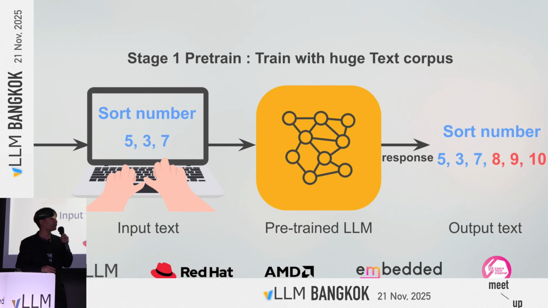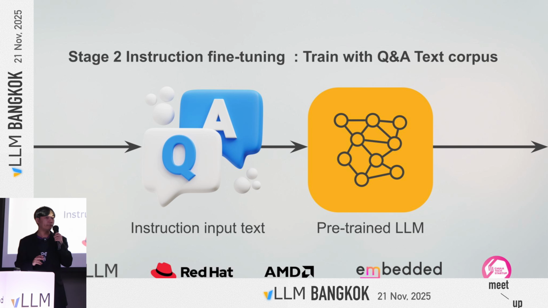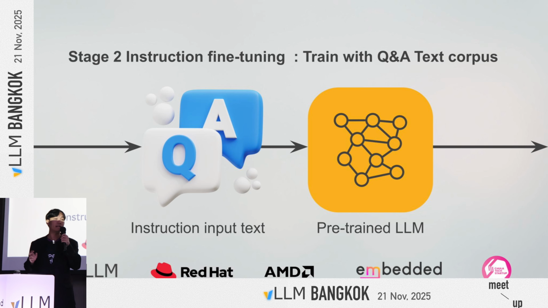As you can see on the slide, the model doesn't answer. It just continues my question. See? Okay, how to fix that? To fix that, we need to do stage 2. It's called instruction fine-tuning. Instruction fine-tuning also has a huge amount of data, but the format is usually Q&A, question and answer.